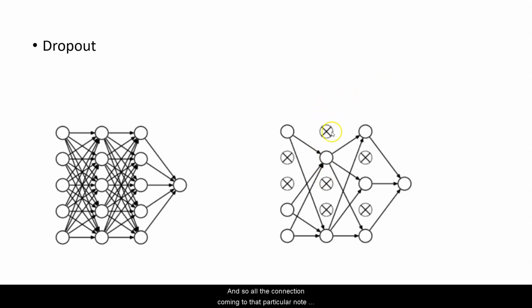And so all the connections coming to that particular node and all the connections leaving from that node will be automatically removed. So at each iteration, we now have a different set of nodes, and this results in a different set of output. Now, the probability of choosing how many nodes should be dropped is a hyperparameter of the dropout function.